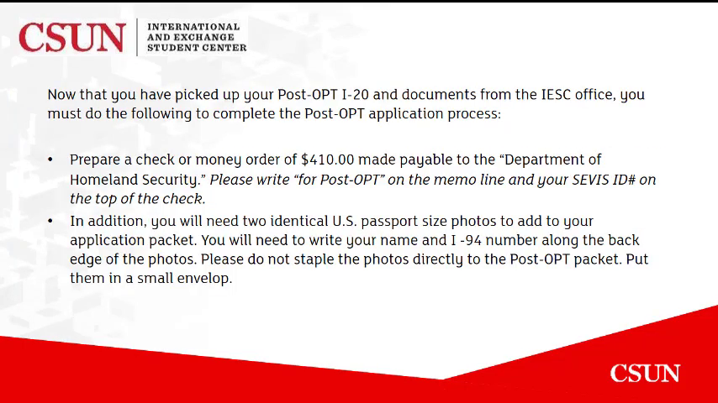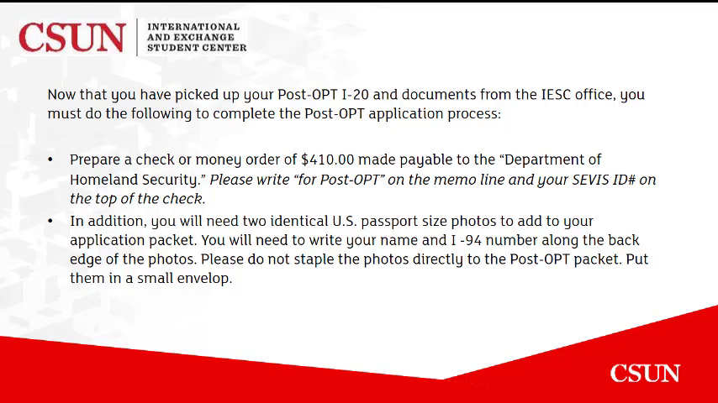Now that you have picked up your Post-OPT I-20 and documents from the IESE office, you must do the following to complete the Post-OPT application process. Prepare a check or money order of $30 made payable to the Department of Homeland Security. Please write "for Post-OPT" on the memo line and your SEVIS ID number on the top of the check.